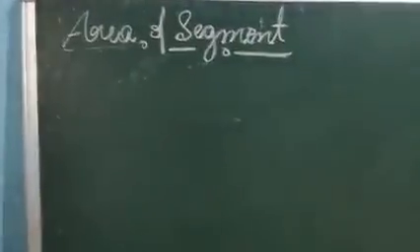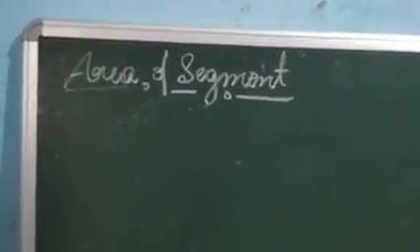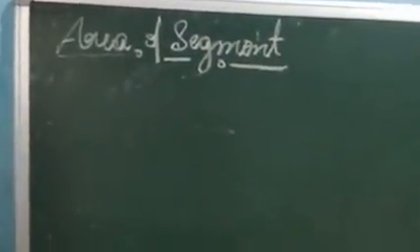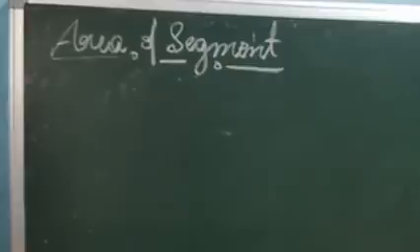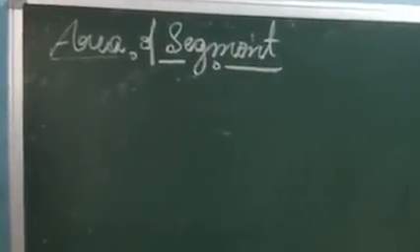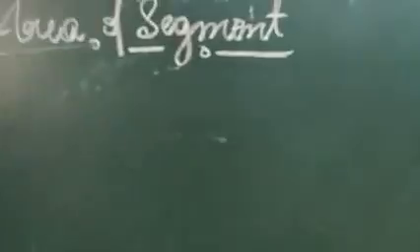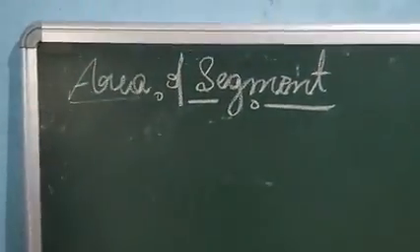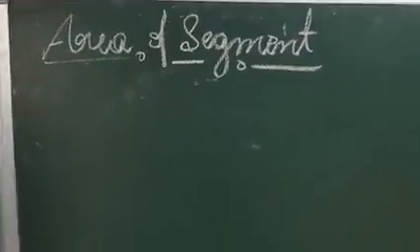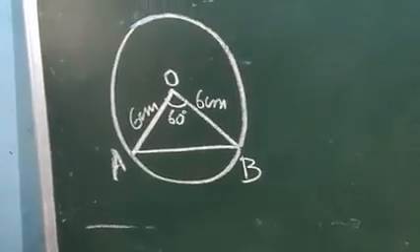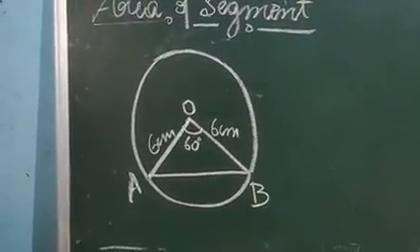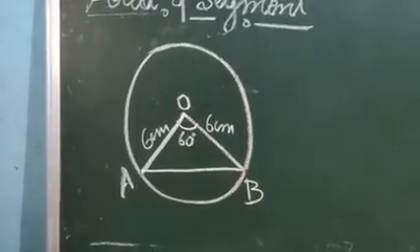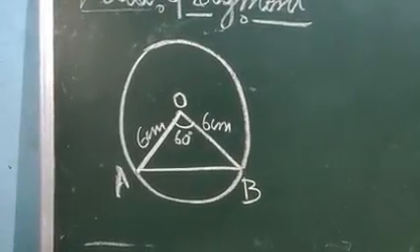The question is as follows. Find the area of the segment of a circle with radius 6 centimeter and angle between the radii 60 degree. Let us draw the diagram for that. Look here, this is the required diagram. The angle between the radii is 60 degree. Radius is 6 centimeter. You need to find the segment.